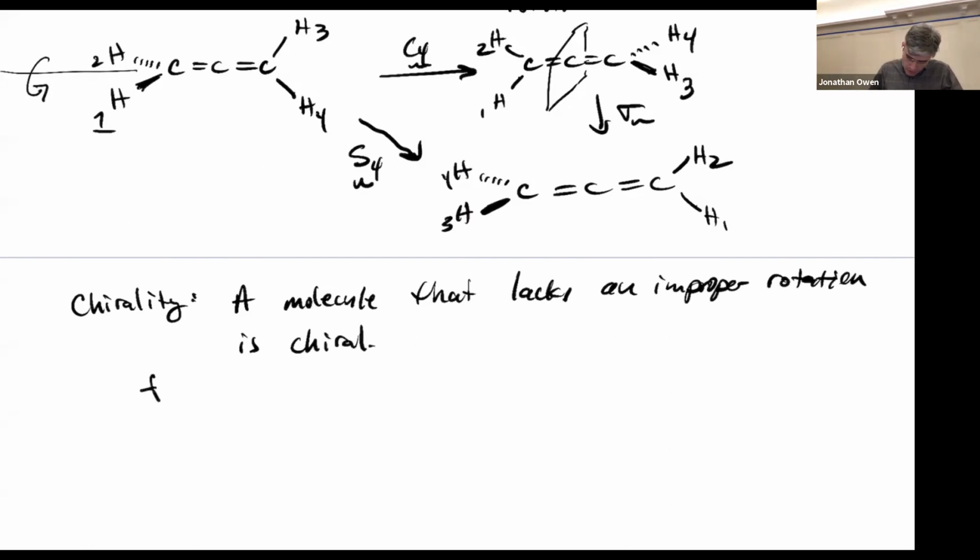Okay, very important thing here. You might be saying to yourself, wait a minute, I thought it's just the plane of symmetry thing that we need to be concerned about. It turns out that an S1 is equal to a sigma, right? An S1 is a case where you do a 360-degree rotation, which is equivalent to doing nothing, followed by a plane of reflection. So S1 is the same thing as a plane of reflection. Molecules that lack planes of reflection can be chiral, or are chiral.